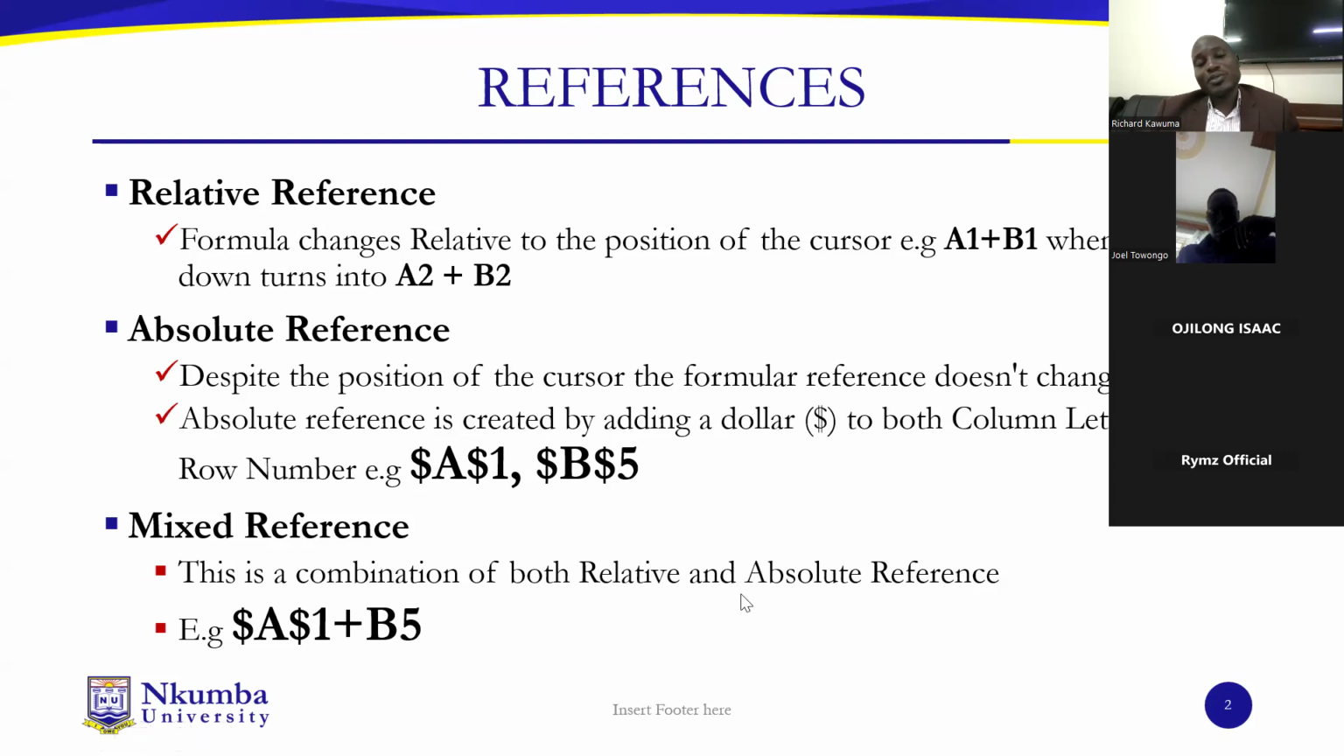And when it comes to mixed reference, it is a combination of both relative and absolute. As you can see, this side is relative reference. This side is absolute reference. So our formulas are going to rotate about these three references: the relative reference, the absolute reference, and the mixed reference. Whatever we are going to do in the formulas will be rotating about this. We shall come back to it when we are doing it practically.